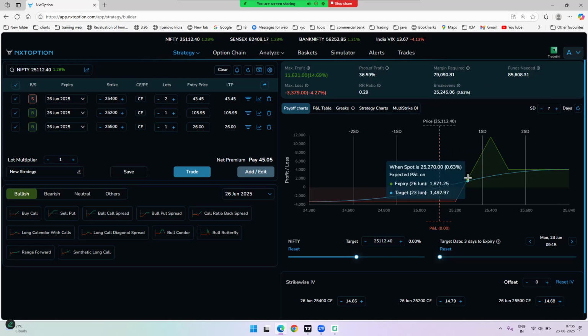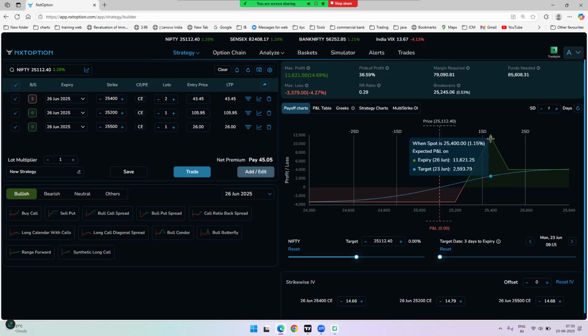I would be in profit if the stock breaks above 25,270 and goes up to 25,400. That would be my optimum gain, and even assuming that it closes at 25,540, I'll still be in a gain. So here you can see that if the market goes anything above 25,400, my profit would be somewhere around 4,121.